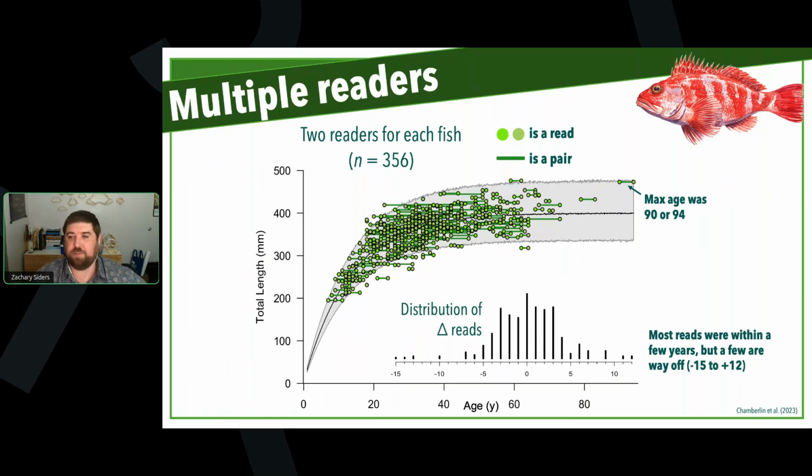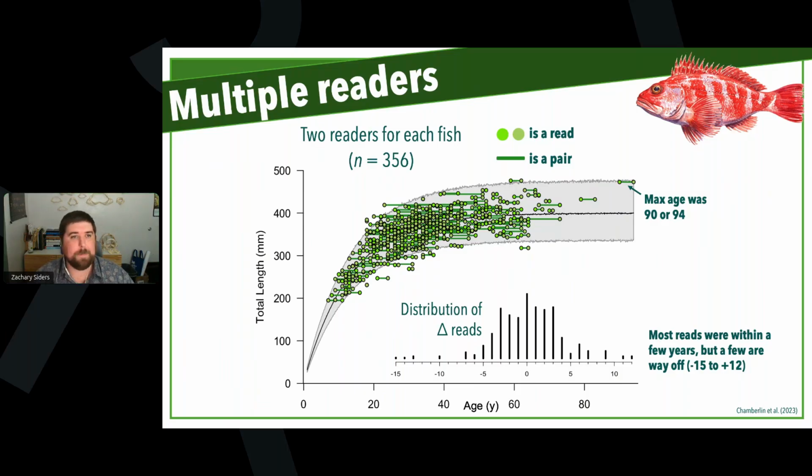Our max fish here out at the end was either 90 or 94 years old, depending on the reader. Looking at the distribution of the difference between the 2 readers, most of our reads are centered around 0 and plus or minus 5, which isn't bad for a fish that lives this old. But we do have a few that are minus 15 or plus 12 that are concerning, and we can see them in the graph as really long bars linking the 2 of them. So again, this is a place where the Bayesian von Bertalanffy can allow us to bring that data in.